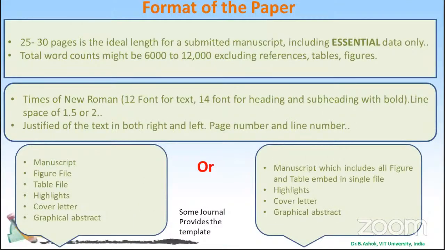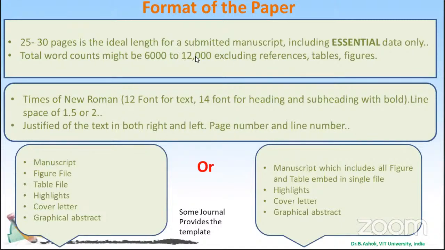So what format can we follow while writing the paper? A lot of questions will come. Generally, some journals may give the format. Nowadays, for standard publishers like Elsevier, Springer et al., there is no general format. Simply, we need to upload the manuscript as a separate file, with figure file, table file, highlights, cover letter, and graphical abstract. You can follow Times New Roman 12 for the text, 14 for the headings and subheadings. Line spacing maybe 1.5 or 2, justified. Margins both left and right, with page numbers and line numbers. That is sufficient.